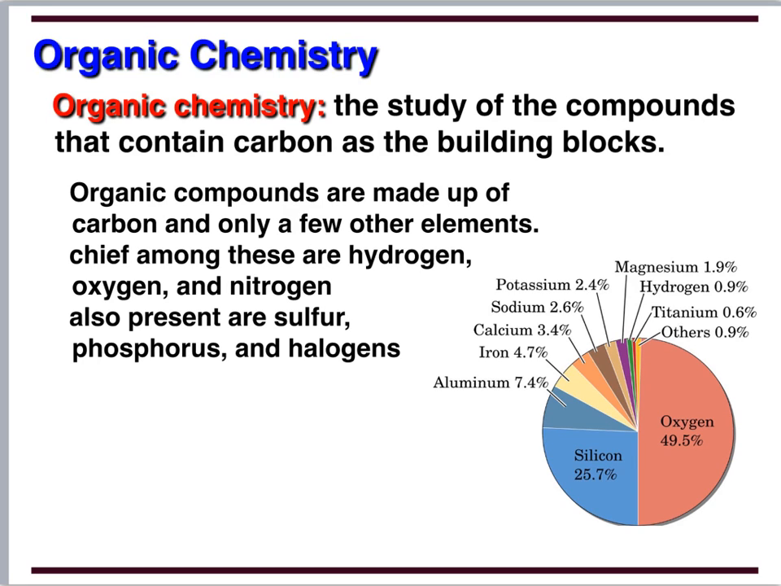Important to note that when we talk about organic chemistry, we're talking about the study of compounds that have carbon as the building blocks, so long chains of carbon molecules. Sometimes there are other elements added in, but the main idea is that it's built mostly of carbon. So sometimes we have oxygen and nitrogen and sulfur, and usually a lot of the halogens, but for the most part it is carbon only.